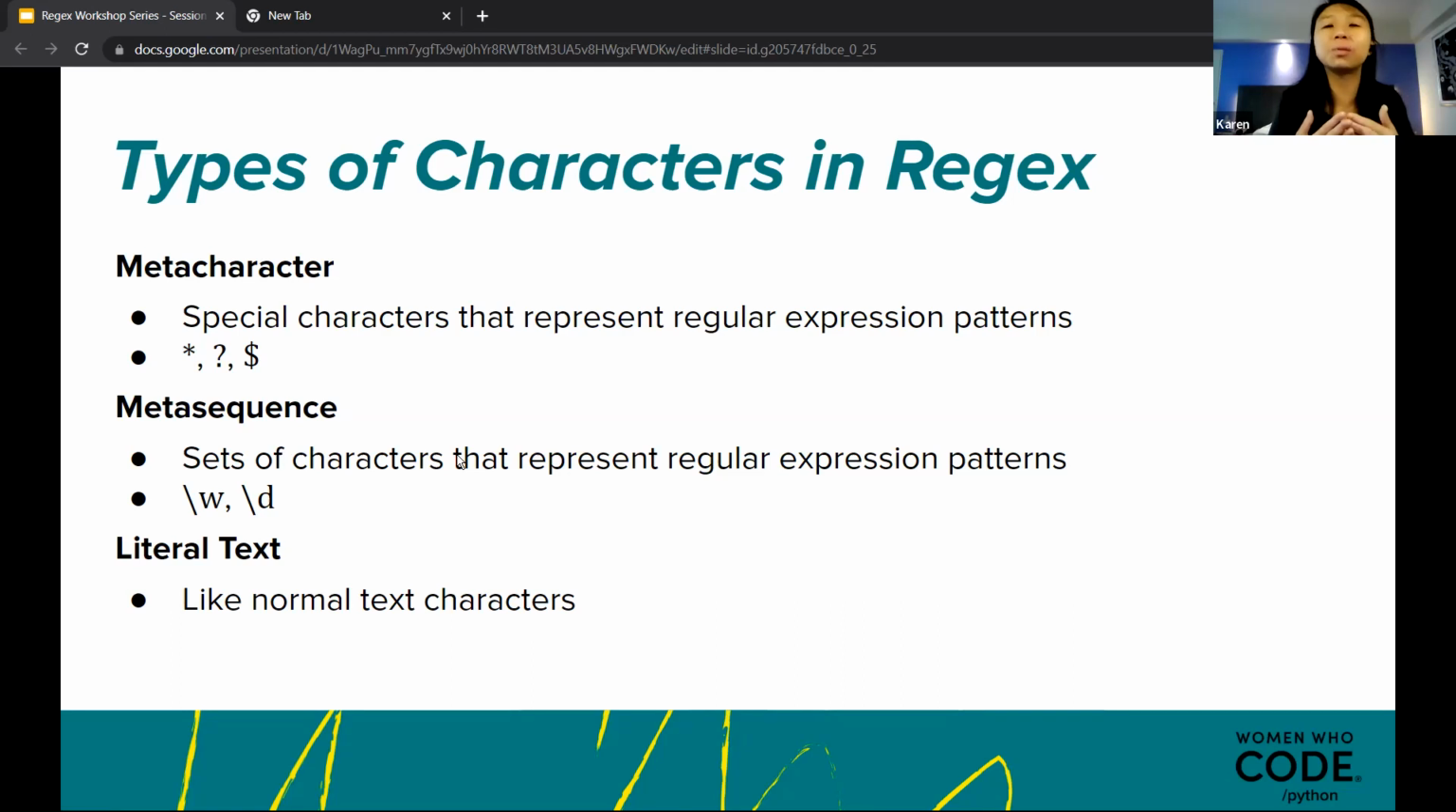Besides meta characters and meta sequences, we have something called literal text. It's basically putting COOKIE as a term, so it has to be exact text, it has to be this. You have to tell the computer when you are using meta characters and when you are using meta sequences. So just keep that in mind.